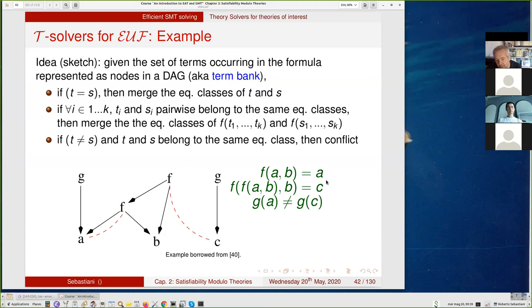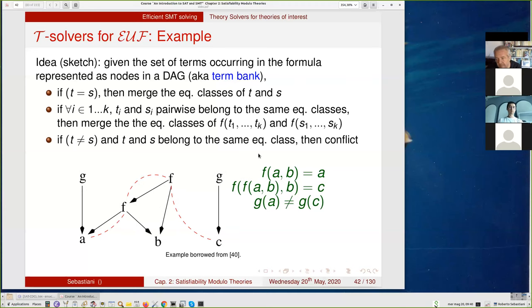But now we can apply congruence, okay? And we know that f of AB is the same as A. So f of AB is equivalent to f of B. Between f of AB is the same as f of AB, because A is the same as f of AB. So these two are congruent. But this also means that A and f of A are congruent, and A and C are congruent.